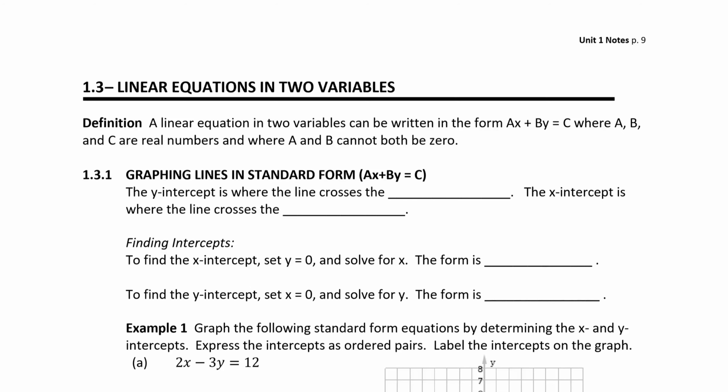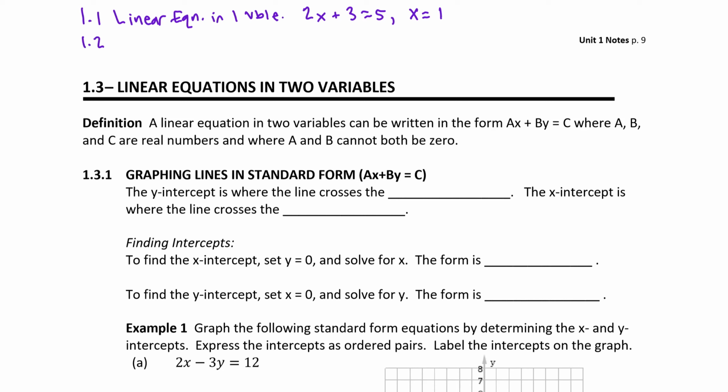In section 1.3, we begin our study of linear equations in two variables. Before we jump in, let's pause for a minute and remember where we've been. In section 1.1, we studied linear equations in one variable. An example of a linear equation in one variable might be something like 2x + 3 = 5. When we solve that equation, we end up with a single solution, x = 1.